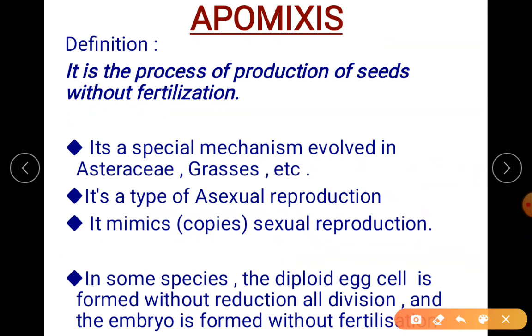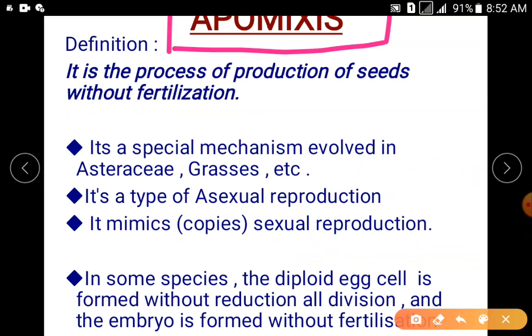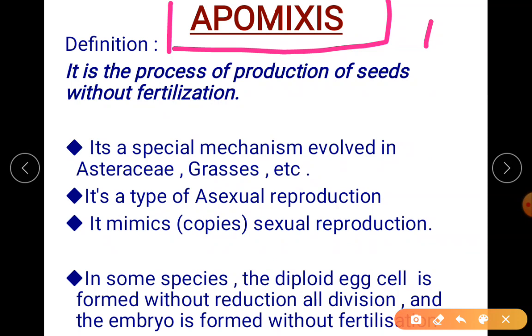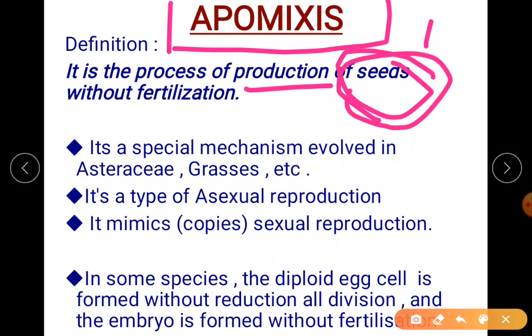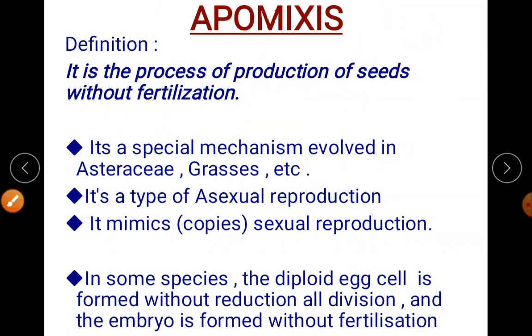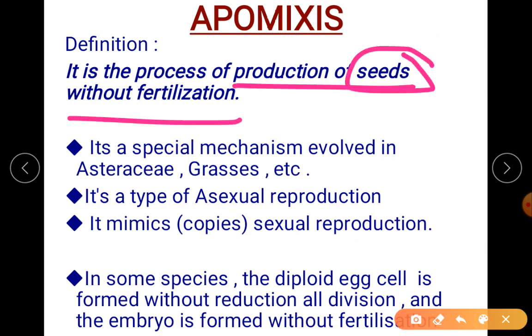Now we are coming to the topic, a very important topic called apomixis. So you have understood about parthenogenesis. Now there is something called apomixis. So till now you have understood fruit that is developed without fertilization. Can a seed form? Yes, it can. And that is your apomixis process. So production of seeds, remember, seeds, production of seeds without fertilization is called apomixis. I repeat, it is the production of seeds without fertilization is called apomixis.